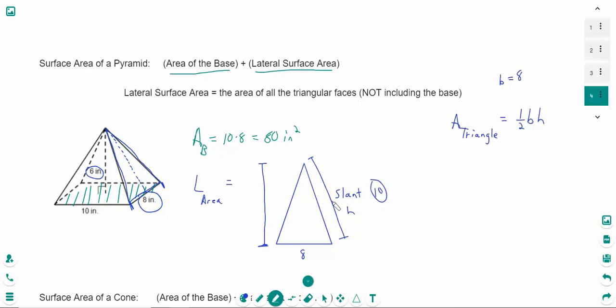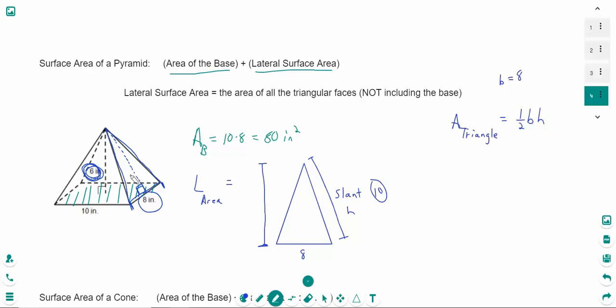So the slant height is not actually going to help us either, okay? This height, this 6, doesn't help us because that's something completely different. That's the height of the pyramid, certainly not the height of the triangle face. So in order to solve this, they're going to have to give us more information. They're going to have to tell us what the height of this triangle is right here.